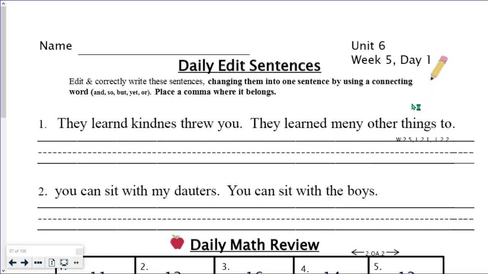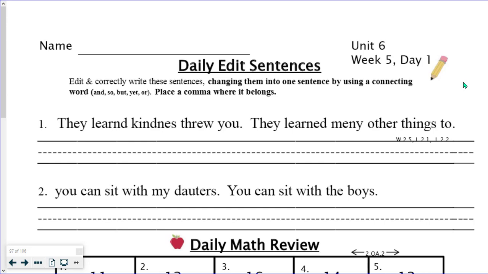Today we're going to be working through Unit 6, Week 5, Day 1. The directions say edit and correctly write these sentences, changing them into one sentence by using a connecting word. So the words like and, so, but, yet, or. Then place a comma where it belongs.